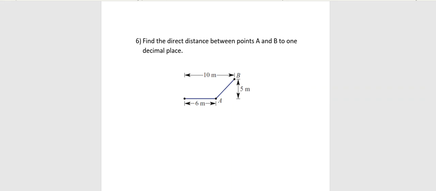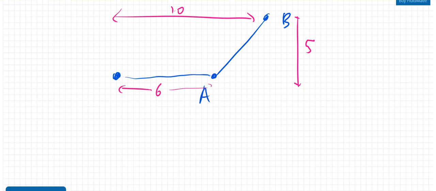Our next question asks us to find the direct distance between points A and B to one decimal place. So please have a go first. Okay, so make sure you understand what the question is asking. It's asking us to find the direct distance from A to B. So basically, what is the length of that line there that's now in pink? Okay, that's what we're trying to find.